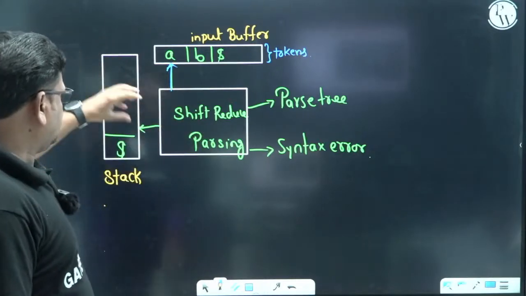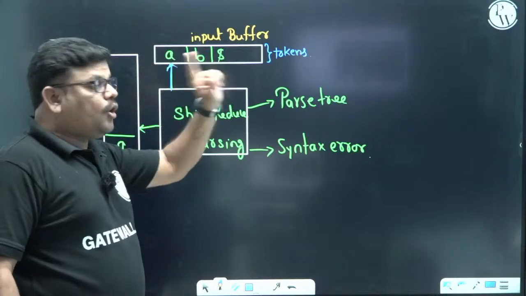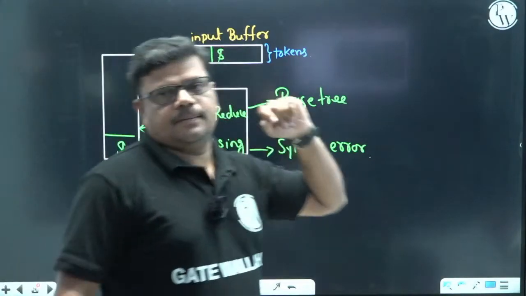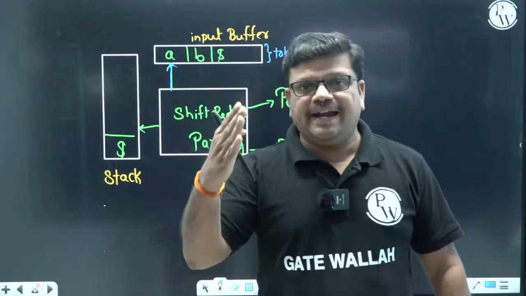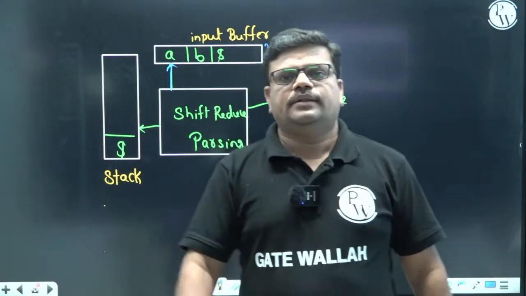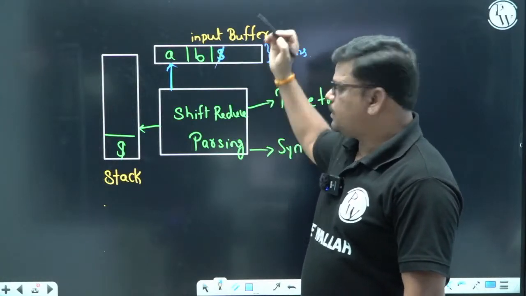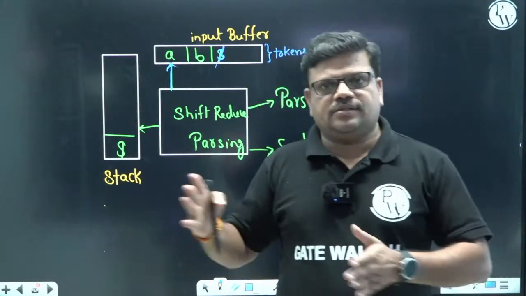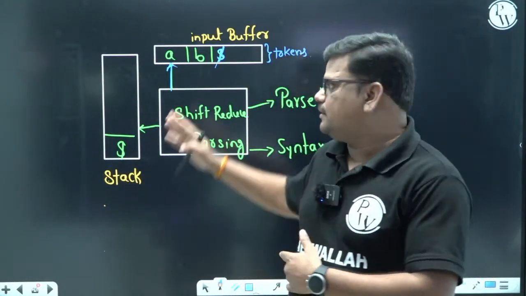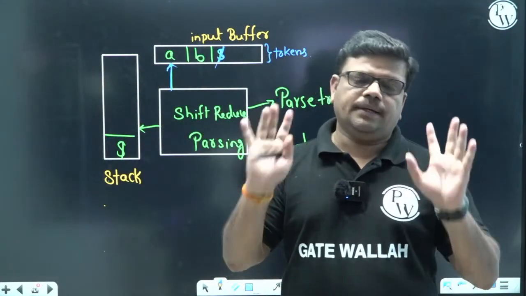For that reason, all the tokens are stored in the input buffer along with $ as the end marker. Previously, some of you asked, sir, how do we know where the end of the input is? Now, the end of the input indicator is $ here. So we store all the tokens coming from the lexical analyzer in a buffer, and the end of the input as $.